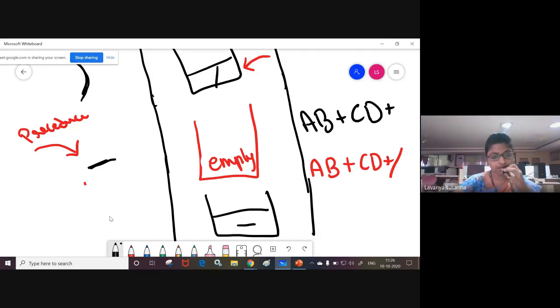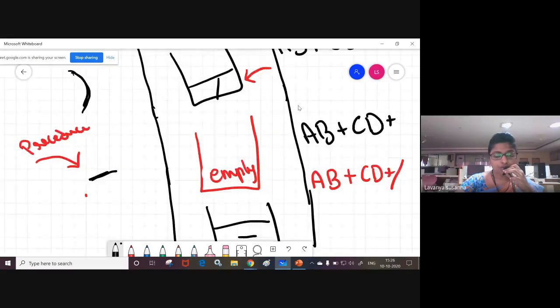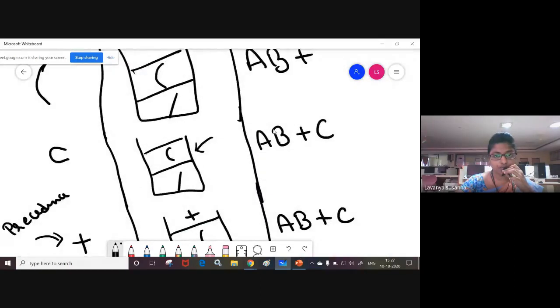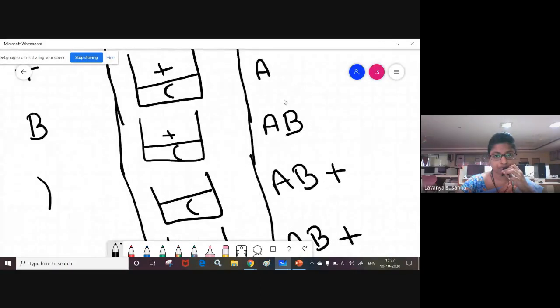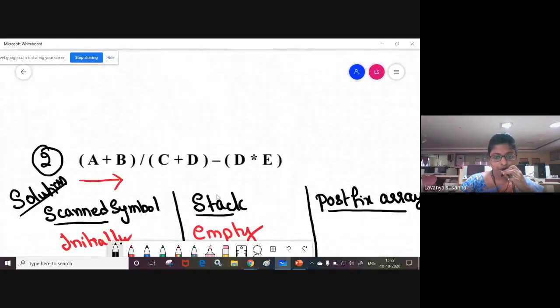Okay, I hope you understood. Now let us see what is the next symbol. After minus, what is the next symbol? After minus, there is an open bracket.